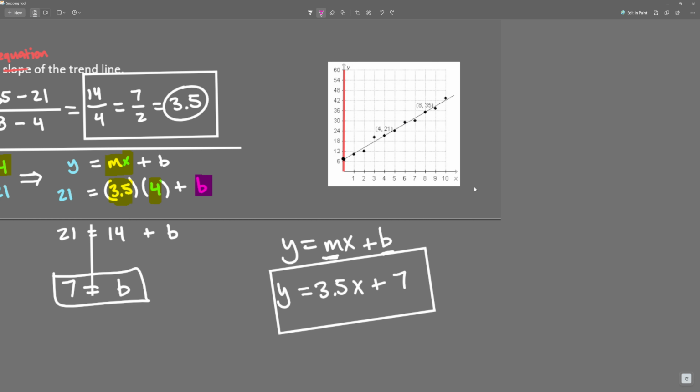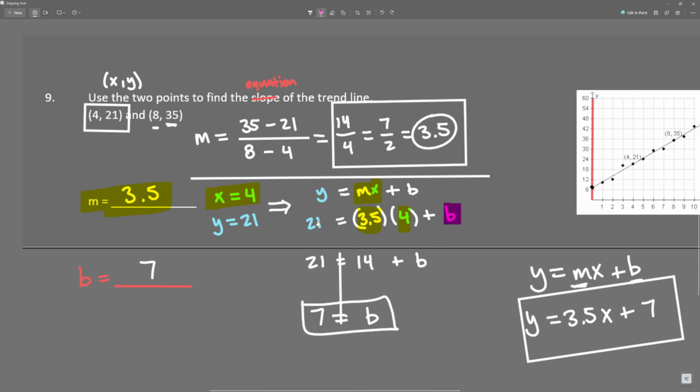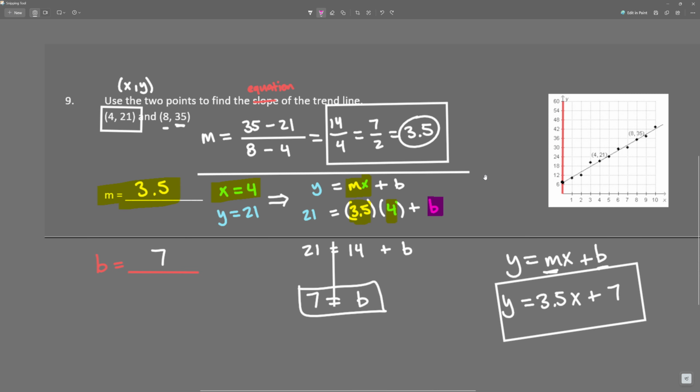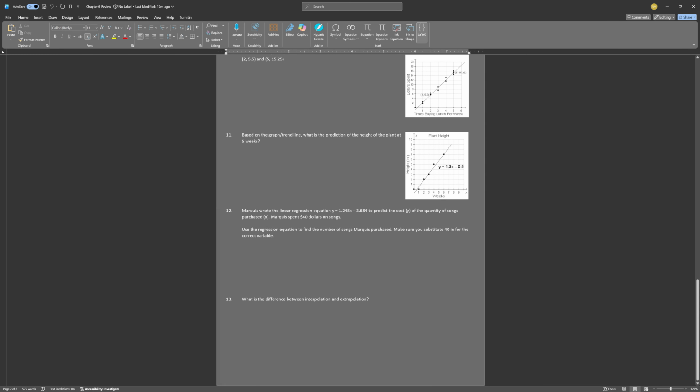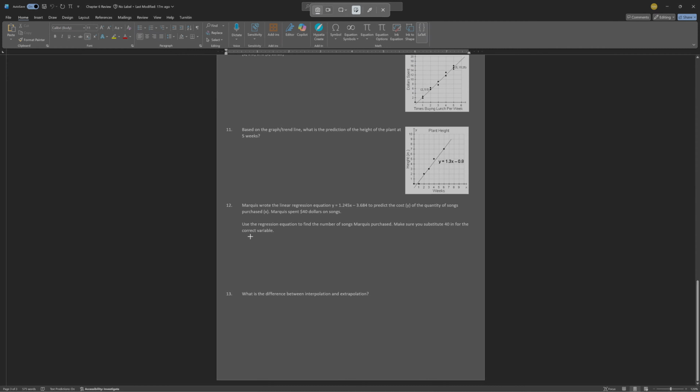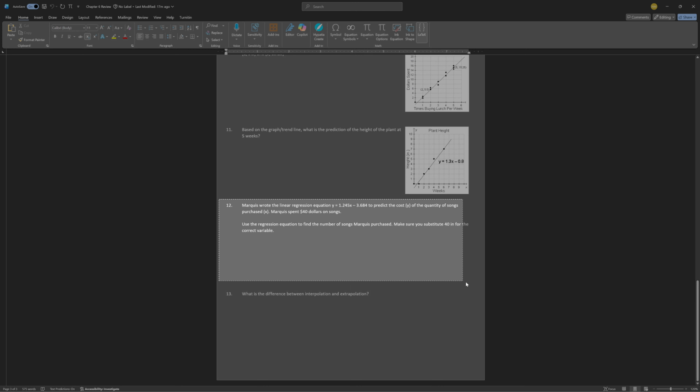Anyways, that's correct. On that question, I was just asking you to find the slope, but I wanted to go ahead and do the equation for you. Let's do number 12 really quick, and then we'll call it a night.